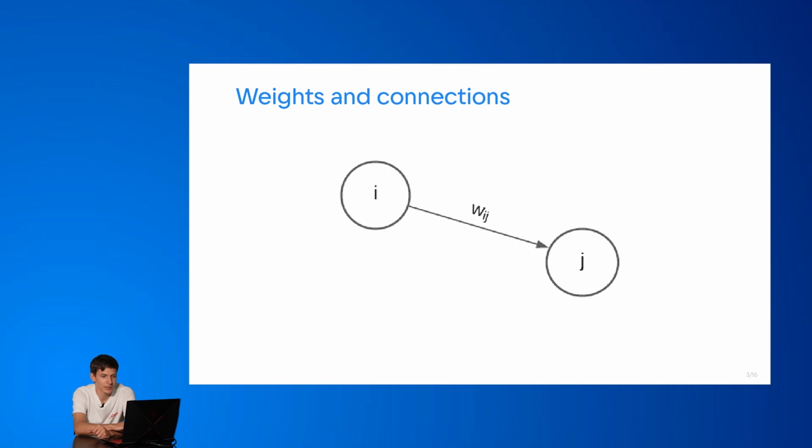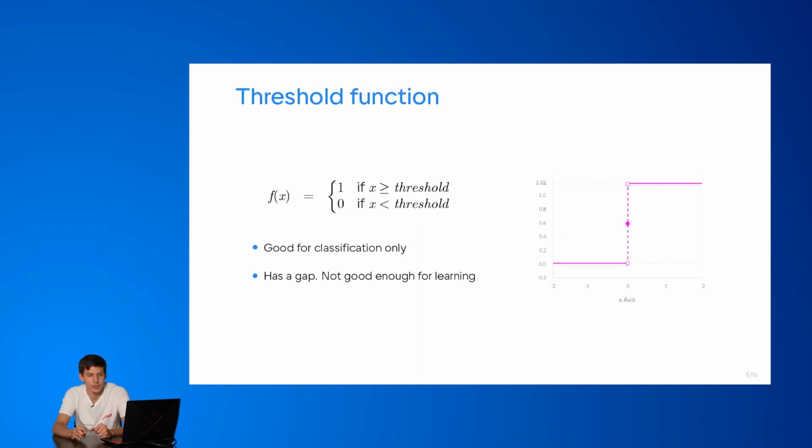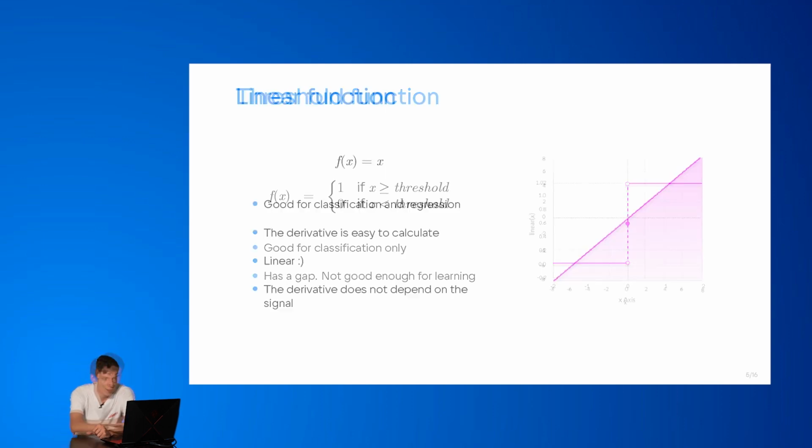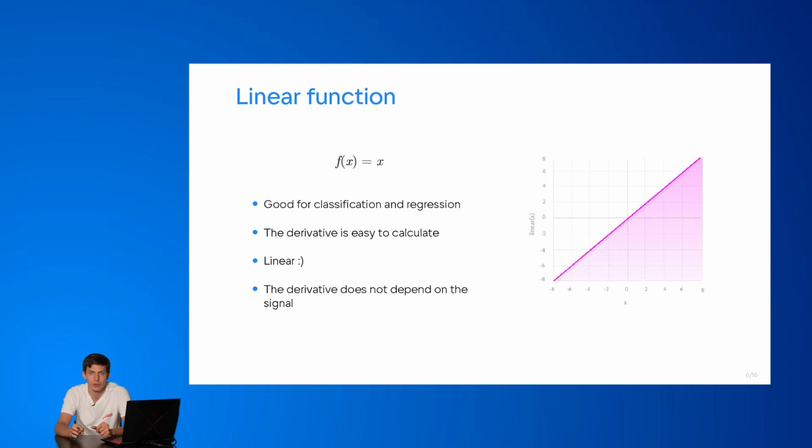As I have already said in the last lecture, a basic activation function is a threshold. It is not suitable for complex machine learning tasks. It is good only for classification. It has a gap, while the backpropagation method requires information about the derivative, and it is better to have a certain derivative at each point of the activation function. That's why we can take a linear function, for example, where the derivative is simple. The simpler the derivative, the quicker the learning process is. It is suitable for classification and regression problems.